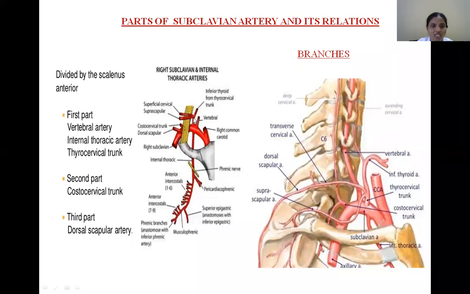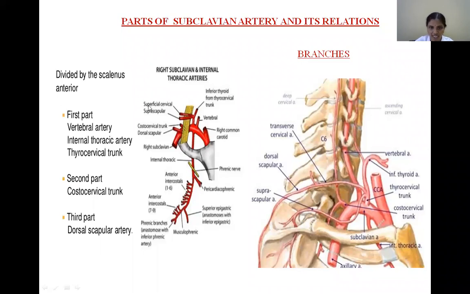Then the thyrocervical trunk. This thyrocervical trunk provides the cervical branches and the inferior thyroid artery, where it establishes anastomosis between the other branches of the external carotid artery. Then from the lower aspect of the first segment, it provides the internal thoracic artery. Then the second part provides the costocervical trunk, and the third part provides a branch, the dorsal scapular artery.